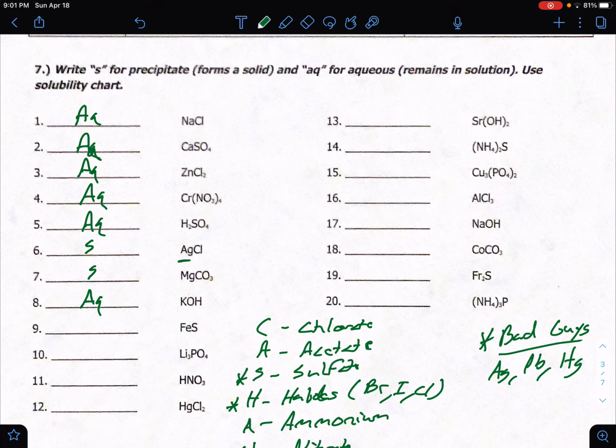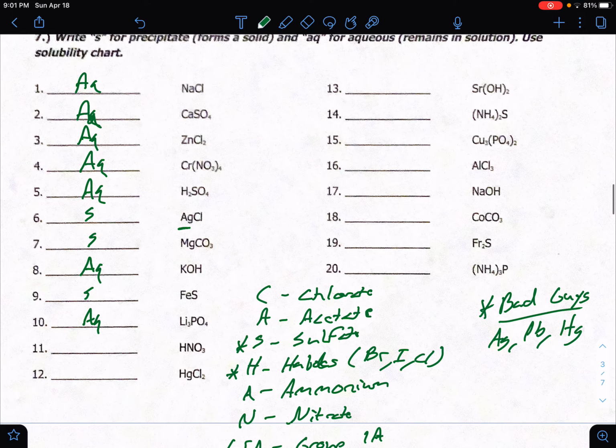Iron sulfide: Fe is not on my list, and sulfur is not on my list. Sulfate is, but that doesn't mean sulfur. So this is going to be a solid. Li, so lithium is on my list. Phosphate is not on my list, but as long as I have one, AQ. Both hydrogen and nitrate are on my list, so this is AQ. HgCl2, so watch out for that mercury. It's attached to a halide, so now this is a solid.